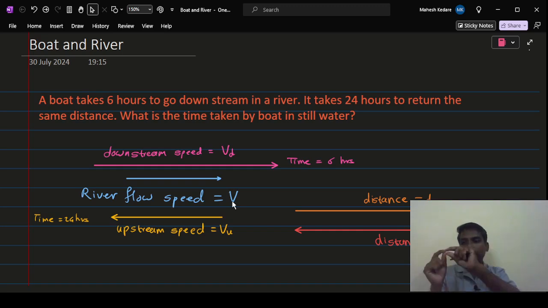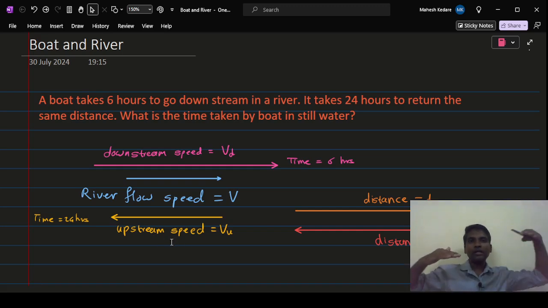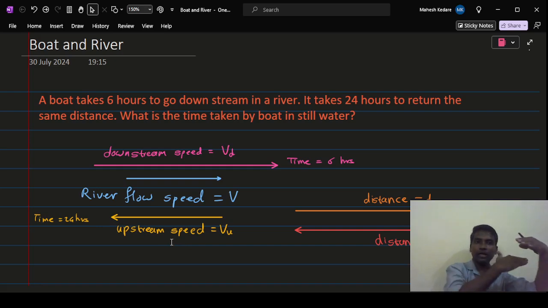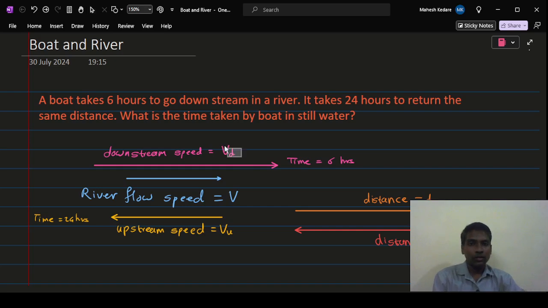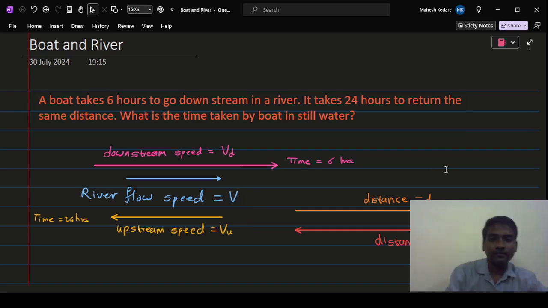Because when the boat is traveling in the same direction as river flow, the total speed of the boat as appearing from ground will be the sum of river flow speed plus the speed of boat on river. But when the boat is traveling in the opposite direction to river flow, river is flowing in one direction and boat traveling in the opposite direction, then the total speed of the boat that we see from the ground will be less. So Vd represents speed of the boat when it travels downstream and Vu represents the speed of the boat when it travels upstream, while we denote by V the speed of river relative to ground.